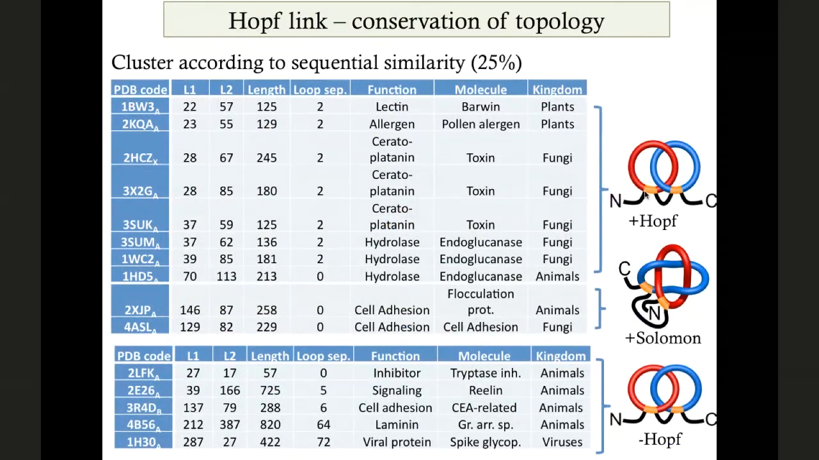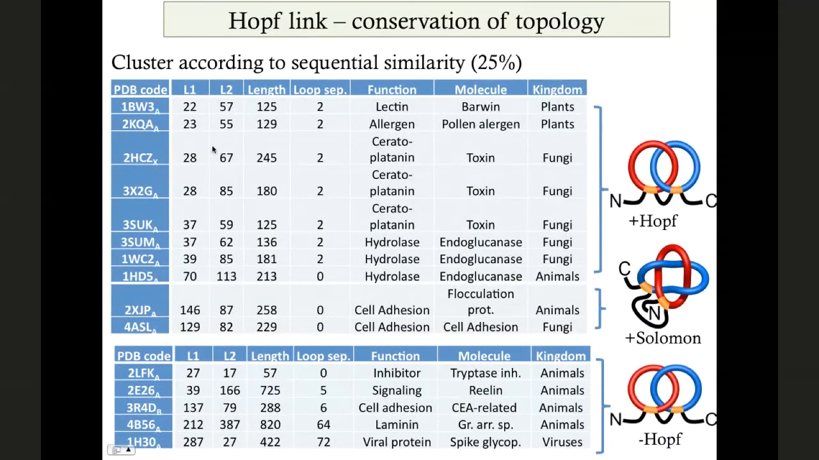And additionally, you can cluster and find the similarity between different proteins. If we cluster all proteins with links according to sequence similarity, we can find that the Hopf link is represented by 14 different families or classes, and the Solomon link is found in only 2 families. So they are very well conserved.